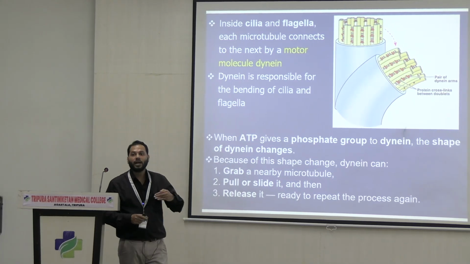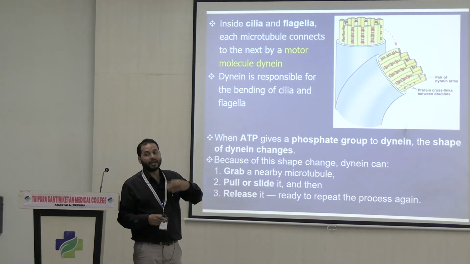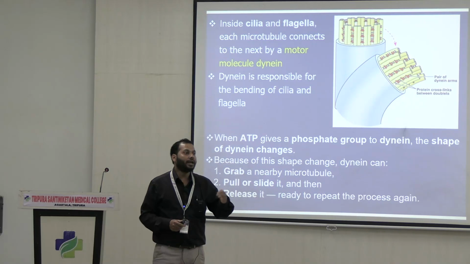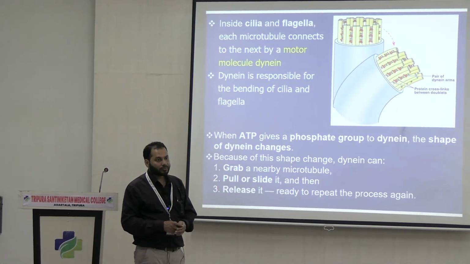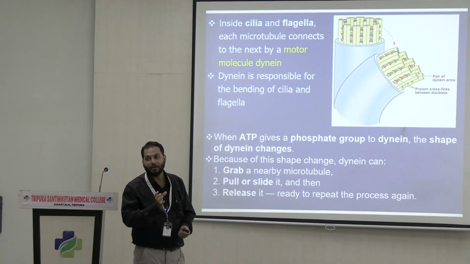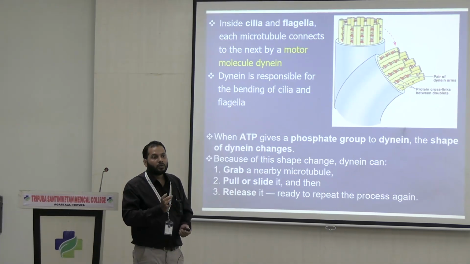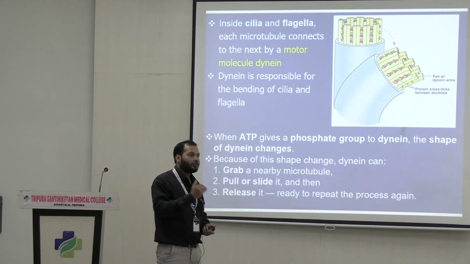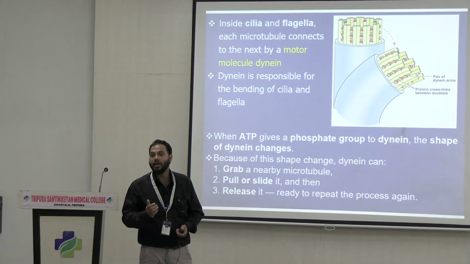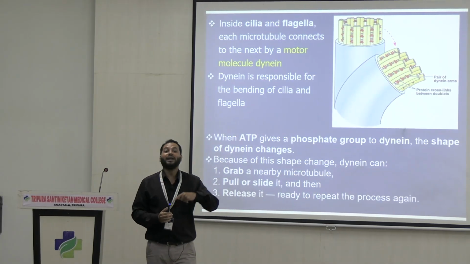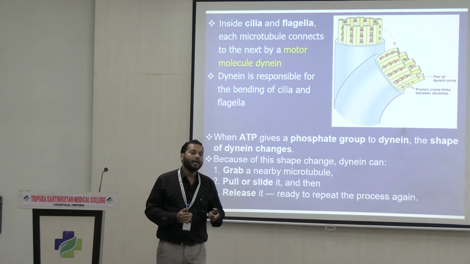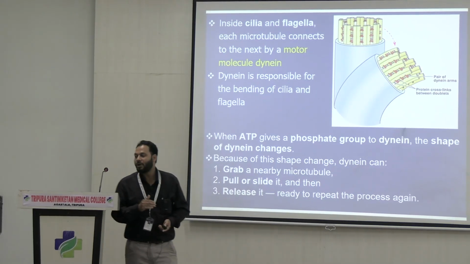So this process happens again and again during ciliary or flagellar movements. So the most important thing here is the conformational change of the dynein protein. Once the conformational changes occur, then only, by the process of assembly and disassembly of the microtubules, does it allow the movements of cilia.